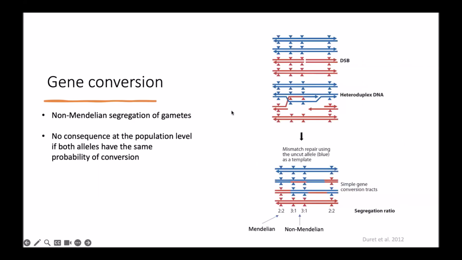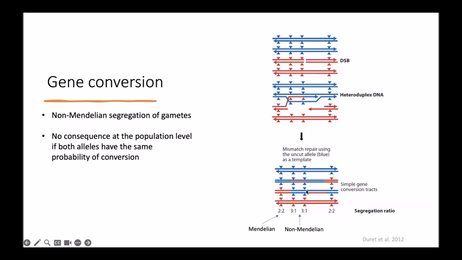A meiotic gene conversion event leads to non-Mendelian segregation of gametes. What I mean is, here the blue and red triangles show the positions of polymorphic sites, heterozygote sites. Mendelian segregation should lead to a 50-50% segregation ratio of the alleles. However, in the case of a gene conversion, this ratio is distorted.